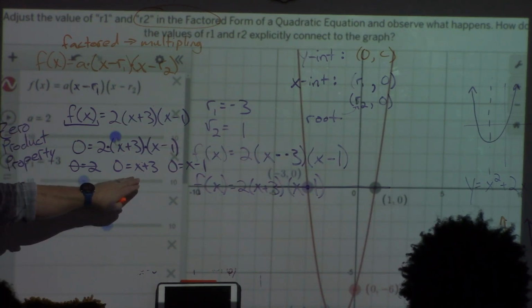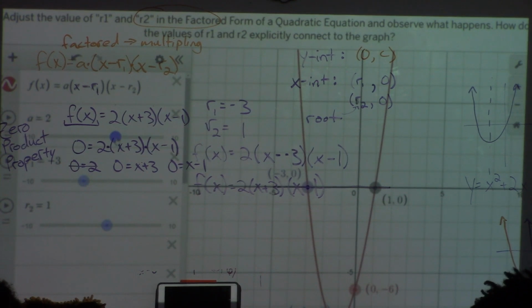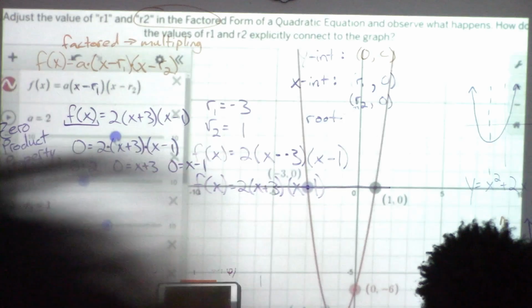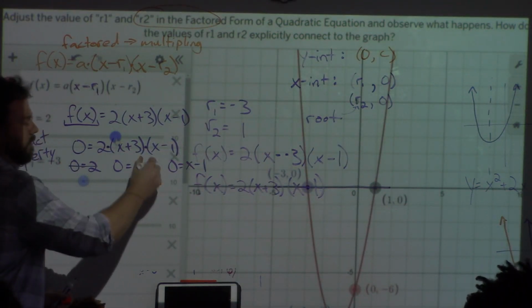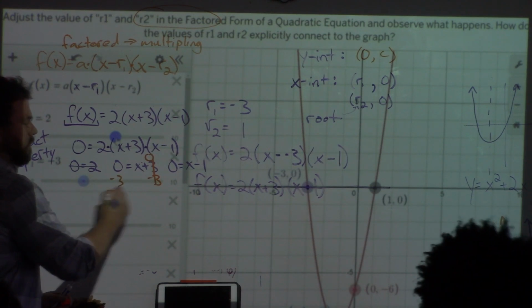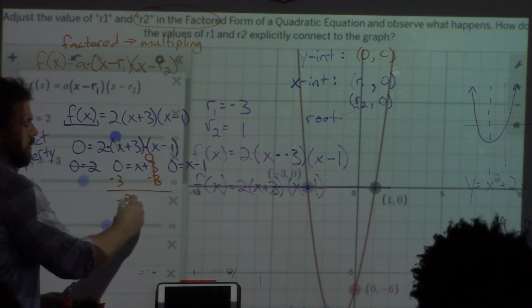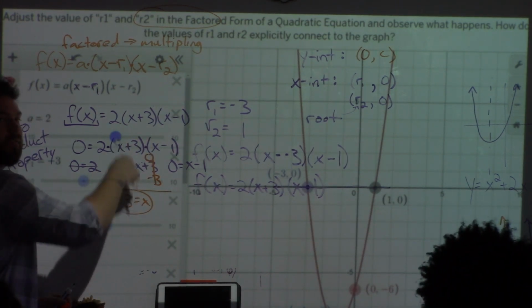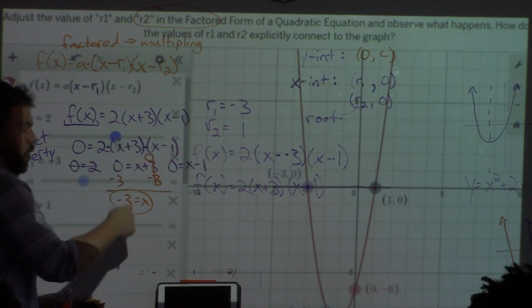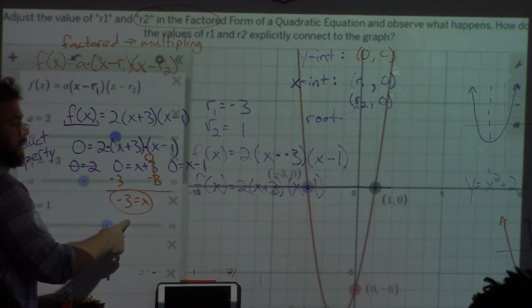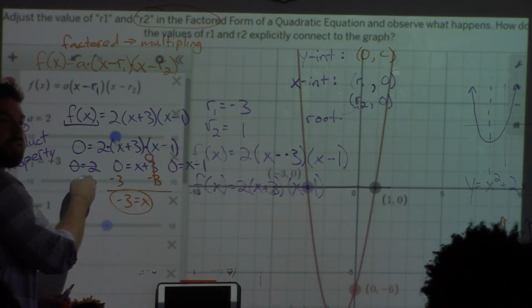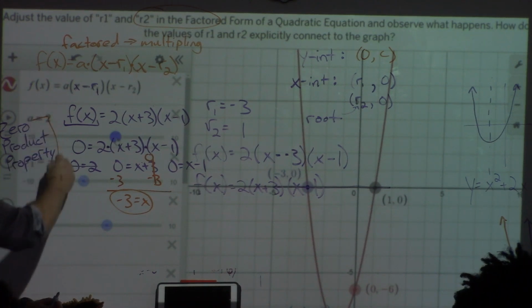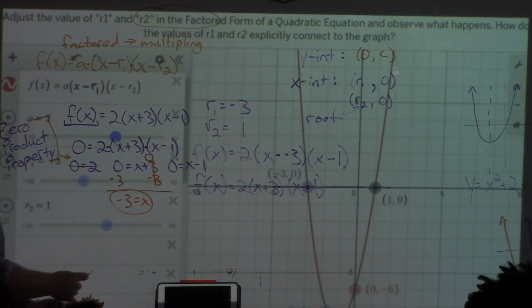What would I do to solve this equation to find x? I would do what to both sides? Subtract. Notice if I do 3 minus 3, what do I get? 0. What is 0 minus 3? Negative 3. Do you see how that is the opposite of what's right here? So that's one thing to make it make sense: if I use my zero product property to find my x-intercepts, I'm going to have to use the inverse. So if I set each factor equal to 0, I've got to use the inverse.